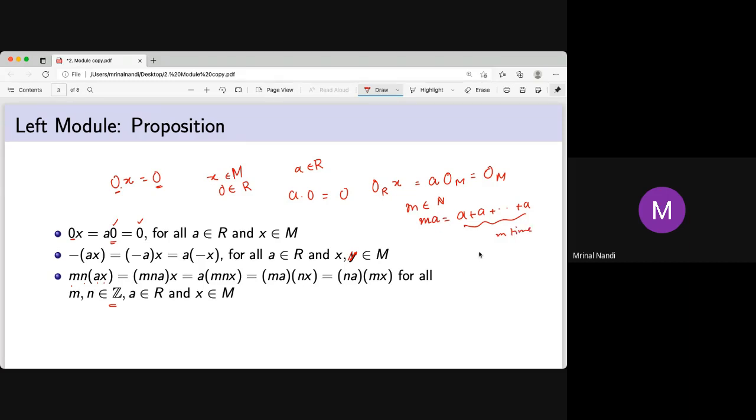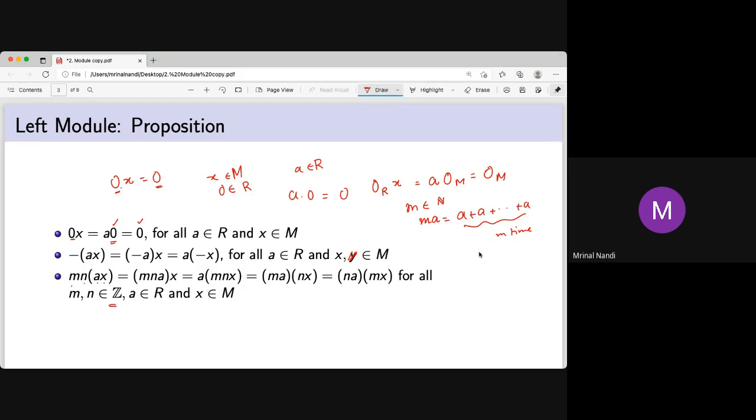Remember that 2 may not be in the ring. The ring may consist of, say, cow, dog, and something like that, a set of animals. And the module may consist of, say, West Bengal, Bihar. So it is like cow into West Bengal. So 2 cow is not 2 into cow. 2 cow means cow plus cow. 2 into West Bengal means West Bengal plus West Bengal.